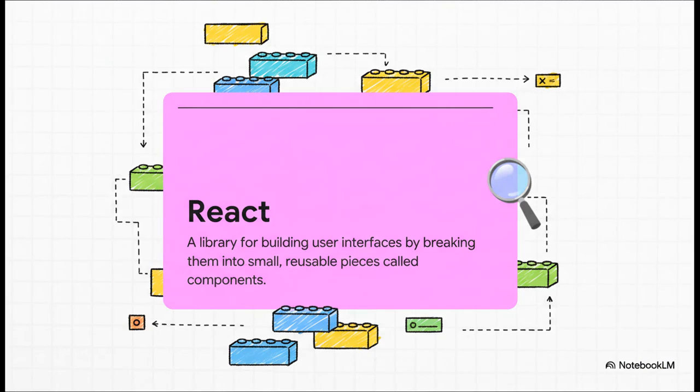Okay, so at its core, React is all about one thing: building user interfaces. And its big idea is actually super simple, but really powerful. You break down your entire interface into these small, reusable pieces called components. Seriously, think of them like Lego bricks for a website. The real magic of React, though, is how it manages all those bricks, automatically updating them whenever any data changes.